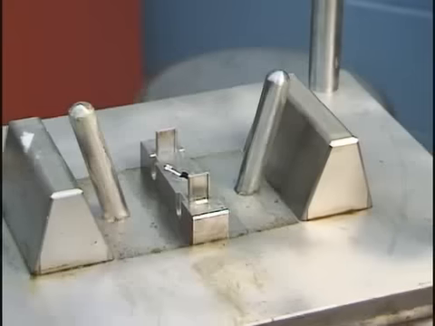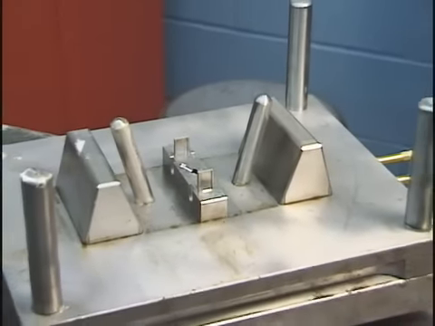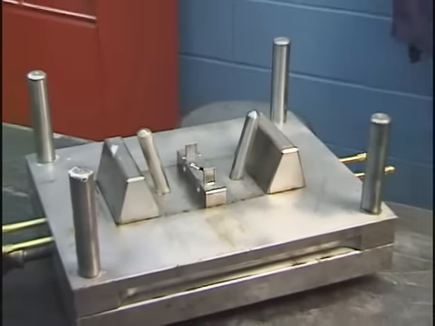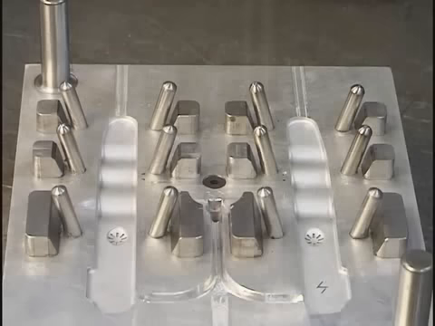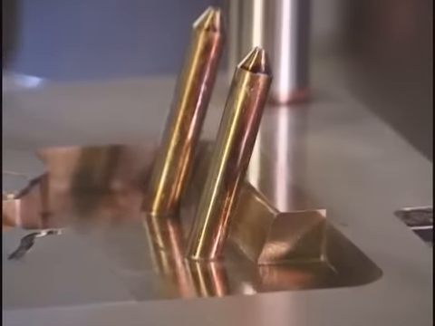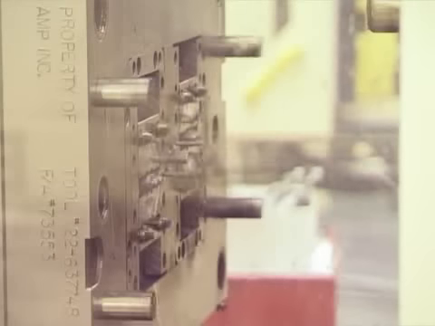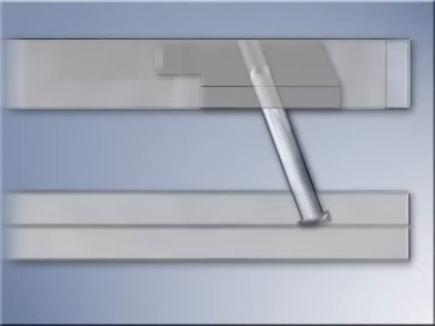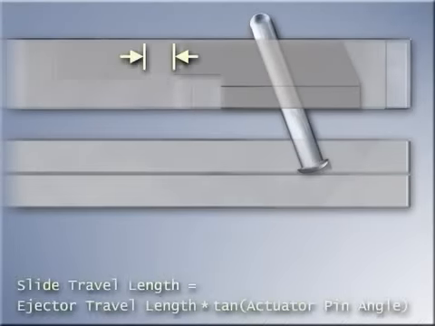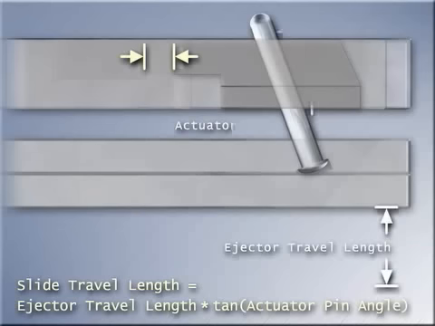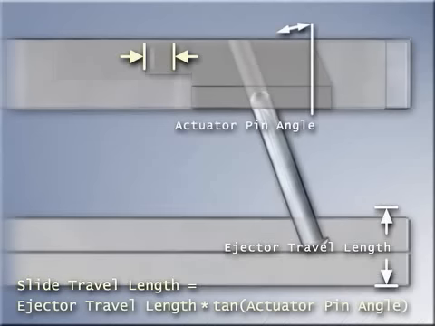Increasing the angle of the actuator pin increases the length of travel, yet more wear is induced on slide components. With this in mind, high production molds typically use actuator pin angles of 10 degrees or less. Mechanical actuators can also be utilized in a two-stage ejection system. The first stage actuates the slide, and the second stage ejects the part. The slide's length of travel in this system is calculated by multiplying the ejector plate's length of travel by the tangent function of the actuator pin angle.